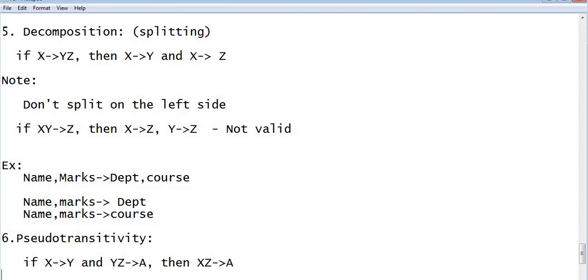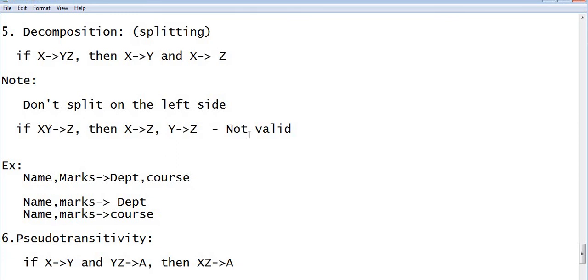So here, if X determines YZ, then X determines Y and X determines Z, right? X is a determinant and YZ is a dependent, so X determines Y and X determines Z. Okay, so you can ask why: if XY determines Z, then why can't we say X determines Z and Y determines Z? Is this a valid statement?